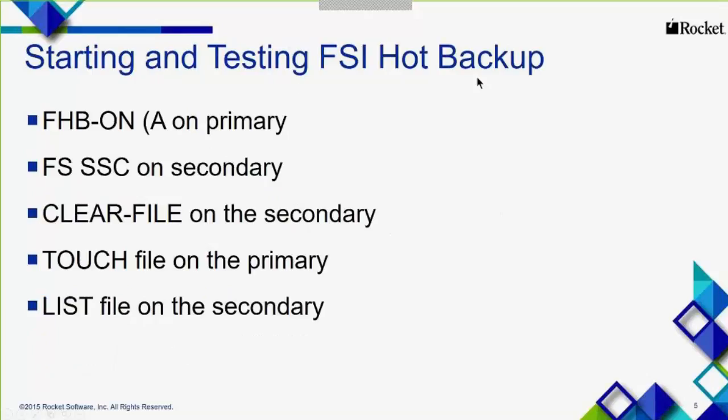Then you start up and test Hot Backup, FHB-on, with an option A for all lines on the primary. That'll make sure that enqueuing is happening on the primary. And then there's a command FS space SSC on the secondary, which will start up all of those phantoms that will do the pull and assignment and application of data to the secondary database.